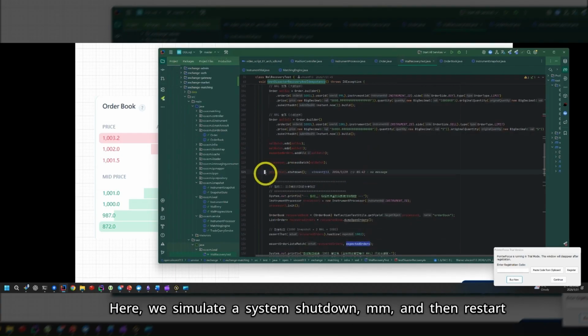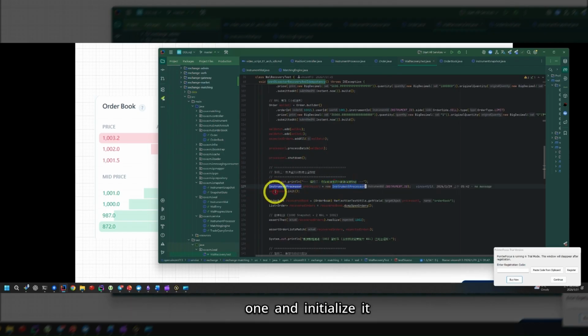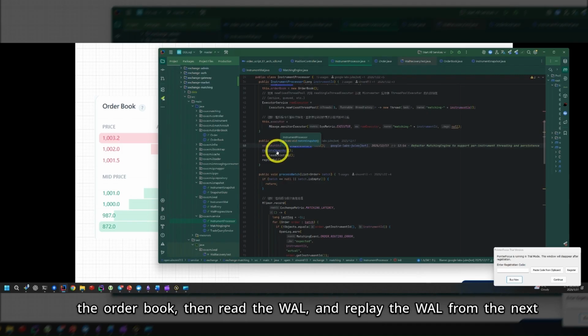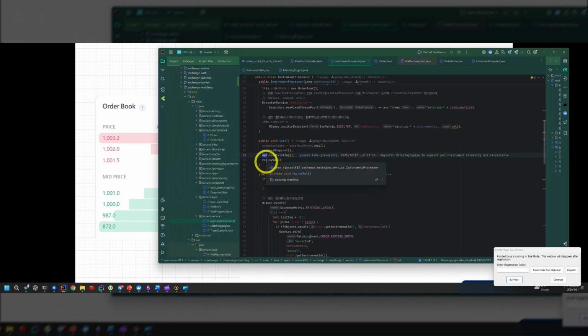Here we simulate a system shutdown and then restart. The method to simulate restart is also very simple. Just create a new one and initialize it. During initialization, it will read the snapshot, apply the read data to the order book, then read the WAL and replay the WAL from the next log after the snapshot to the order book.